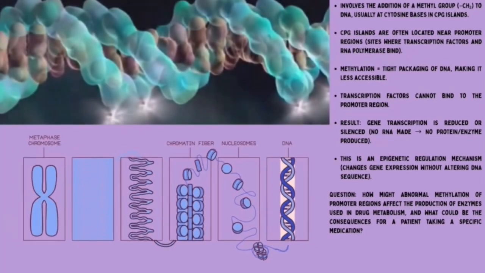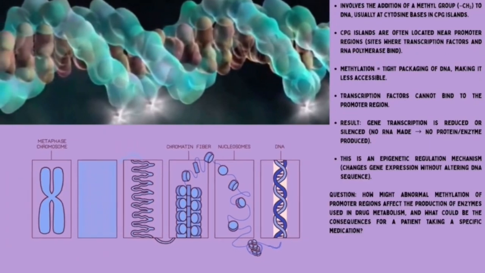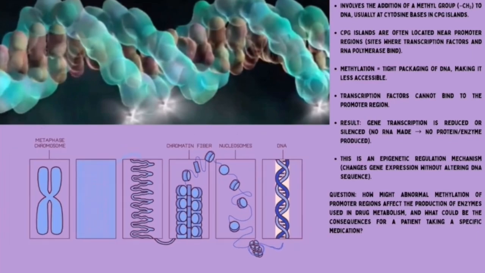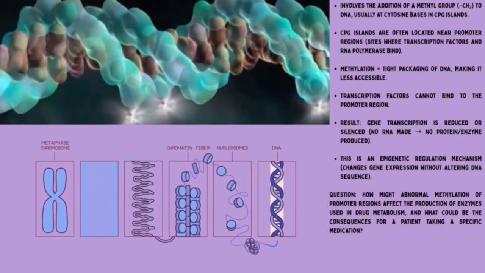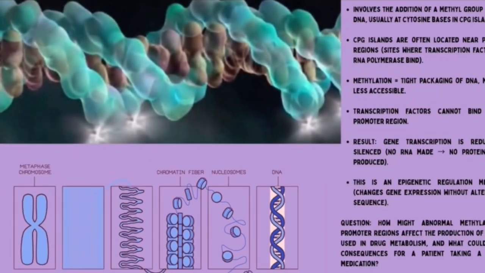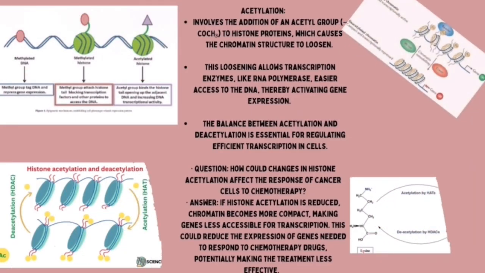Methylation can prevent transcription factors from binding to DNA, effectively silencing gene expression. This process plays a critical role in epigenetic regulation because it allows cells to turn genes on or off without altering the underlying DNA sequence, influencing development and risks of diseases like cancer.